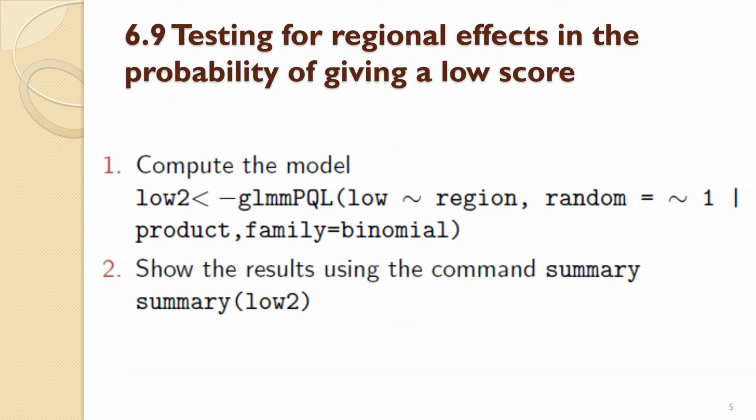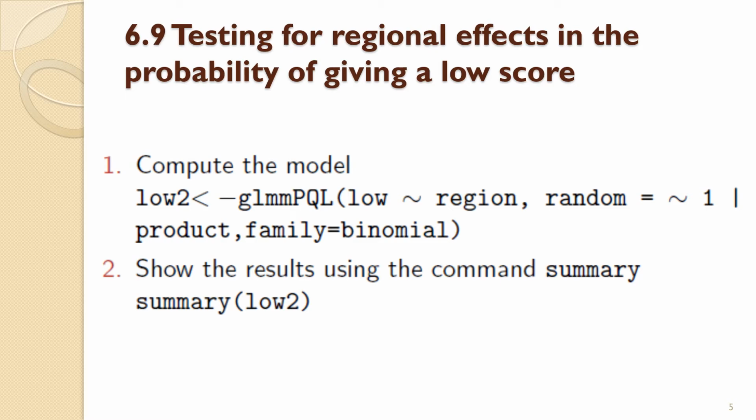So the second part of this problem then is to test for regional effects in terms of the probability of giving a low score. So again, we've got a more complicated generalized linear mixed model going on here, but it's the same basic rhyme, rhythm and reason as regards the R commands that you've seen before. So R is like a robot, simultaneously very clever, very stupid, and again we're going to use these two steps in the calculation here. So first of all, I want to compute the model. Secondly, show the results using the command summary. And as you see there, I do actually know how to spell the word summary.